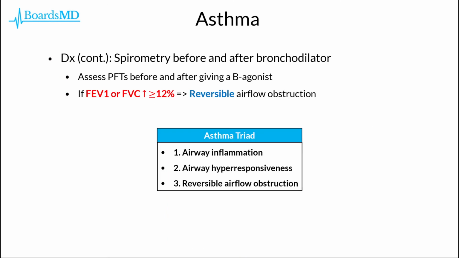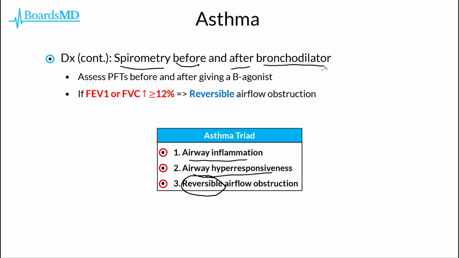As we have stated previously, the key triad which underlies the pathophysiology of asthma includes airway inflammation, airway hyperresponsiveness, and, very high yield to keep in mind, reversible airflow obstruction. This reversibility of the airflow obstruction is something that we actually utilize in clinical practice, as we can perform spirometry in our asthmatic patients before and after administering a bronchodilator.